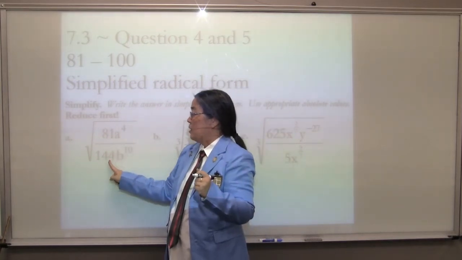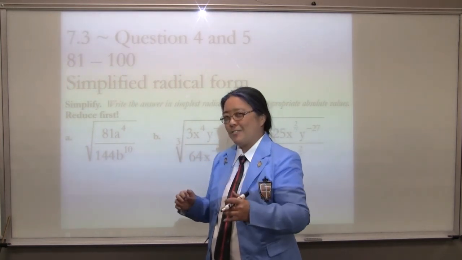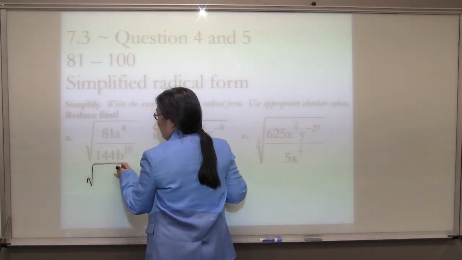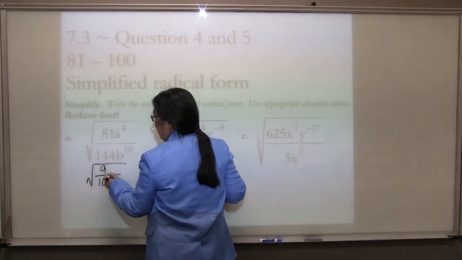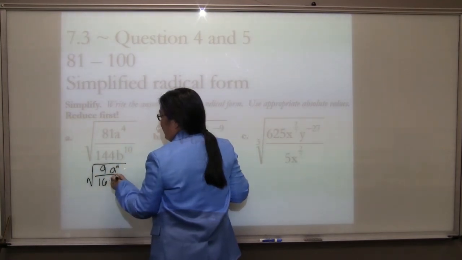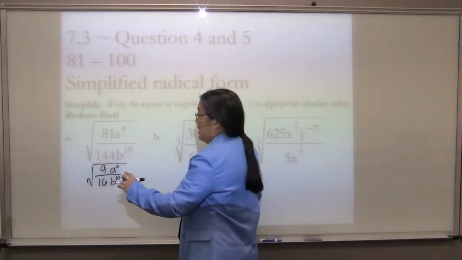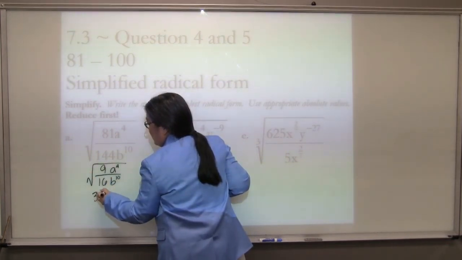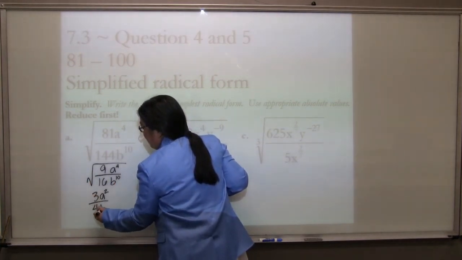Did you know that 81 over 144 reduces? Try it. Pause the video if you have to. All right, so what you're going to find is that this becomes 9 over 16. And now, this beautiful problem, I could have given this to you back in 7.1. The square root of 9 is 3. 4 divided by invisible 2 gives you a 2. 16, the square root of 16 is 4. And 10 divided by 2 is 5.